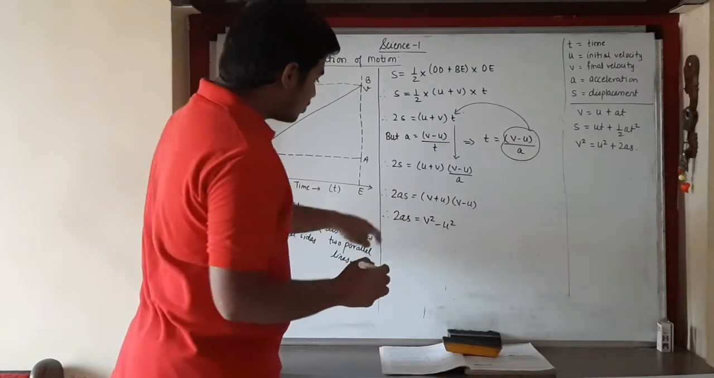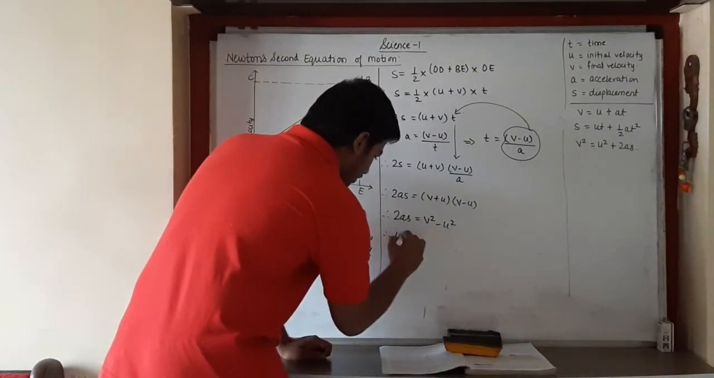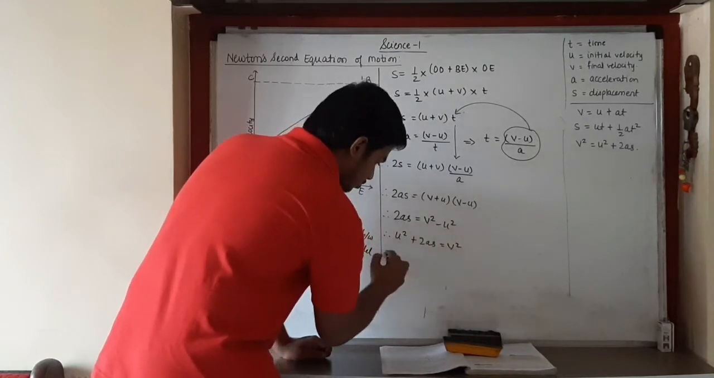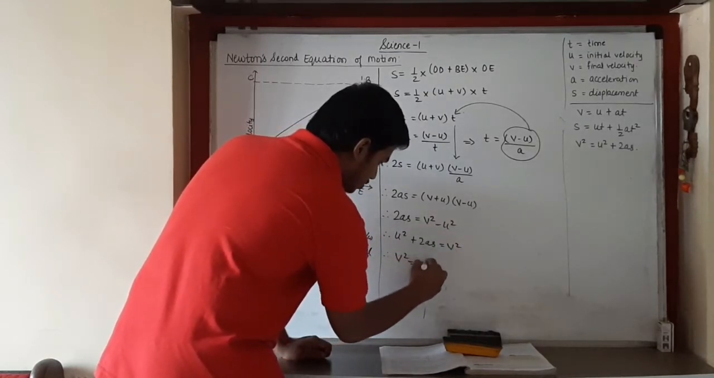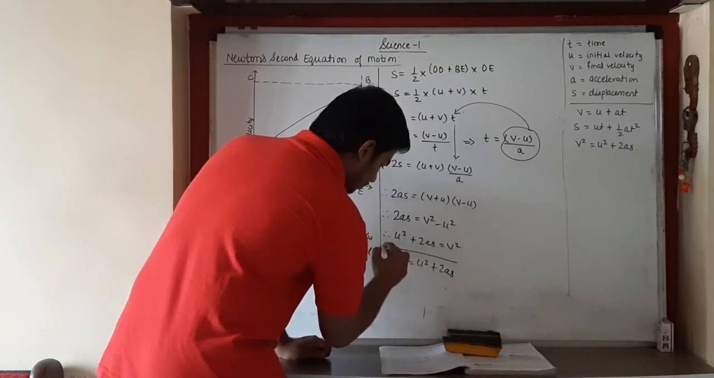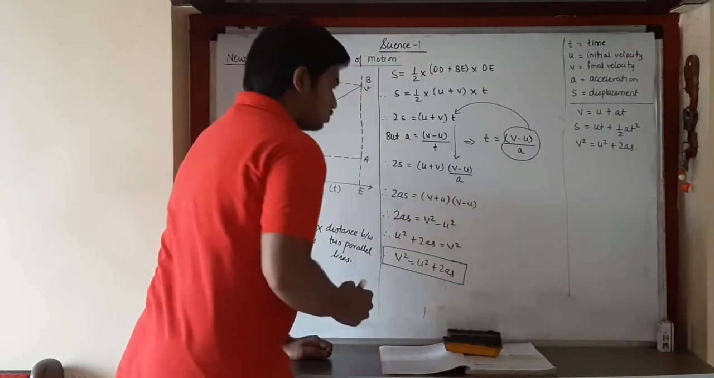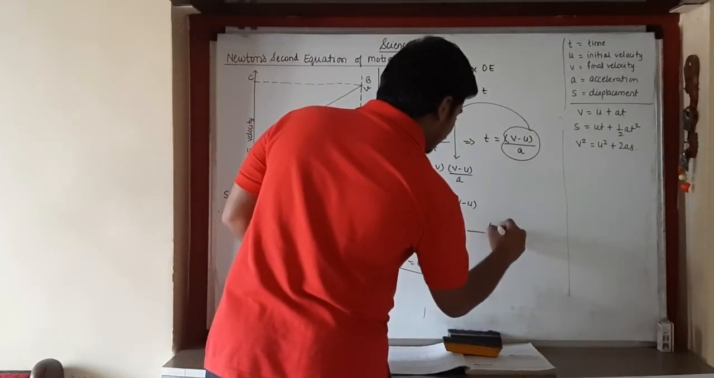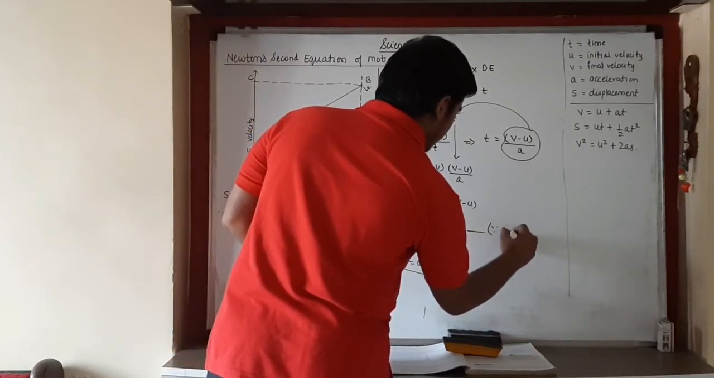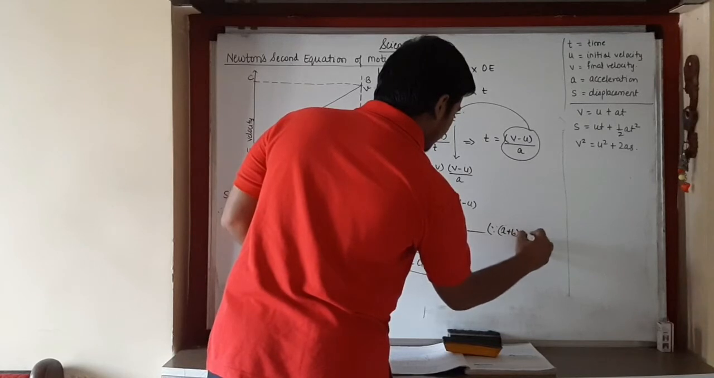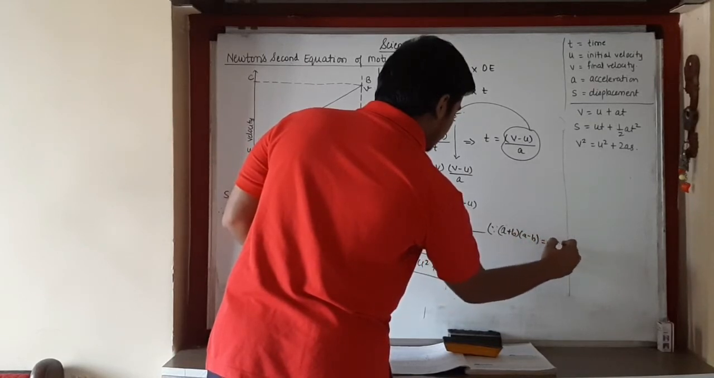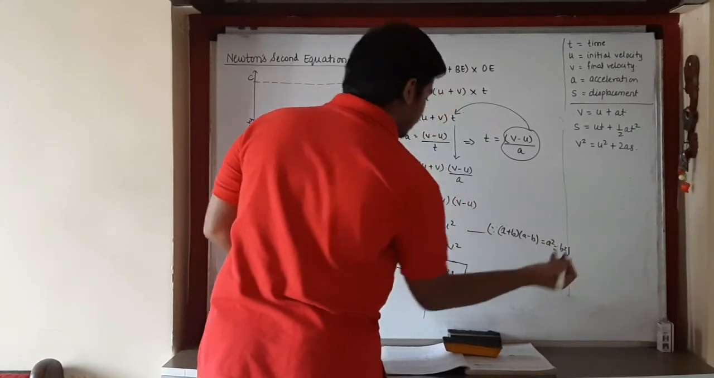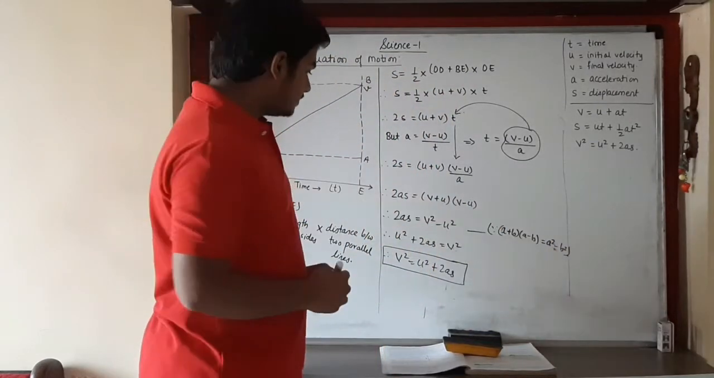Now bring u square to this side. What will we get? u square plus 2as equals v square. So therefore this has become v square equals u square plus 2as. So this way we have got the third equation of motion. Here please write the formula as reason: (a plus b)(a minus b) equals a square minus b square. Do not forget to write this reason.